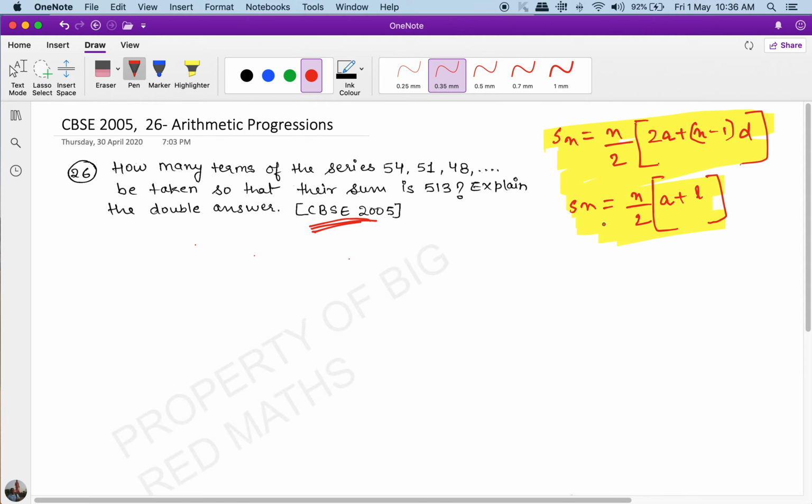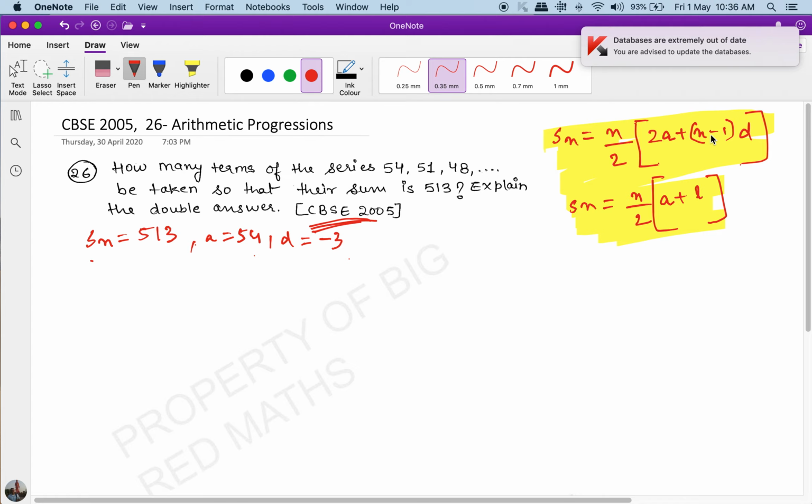Now, back to the pen. How many terms of the series should be taken so that their sum is 513? In this question, Sn equal to 513 is already given to us. Also, the value of a is 54, that is also given, and the value of d is minus 3, that you can make out: 51 minus 54 is minus 3. So we have to find the value of n. A, d, and Sn we know. Let's plug in the values here.